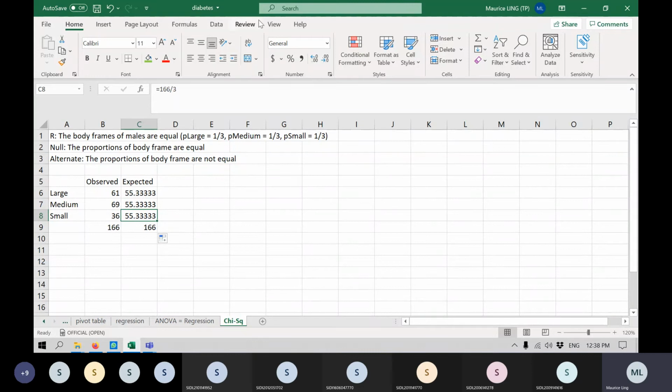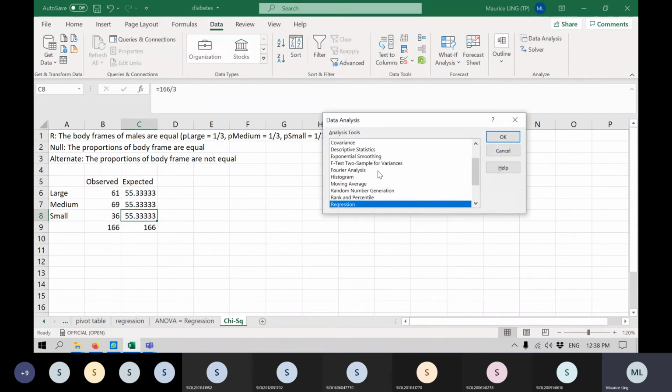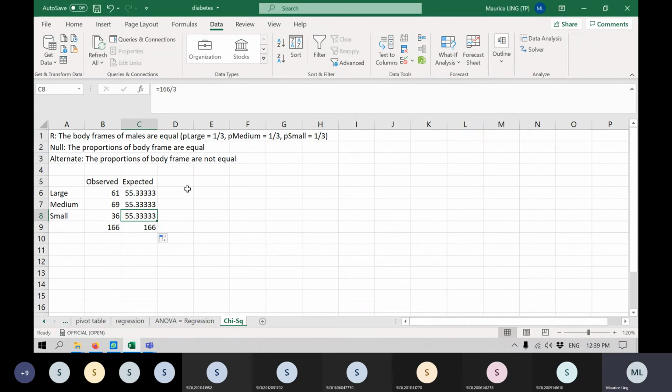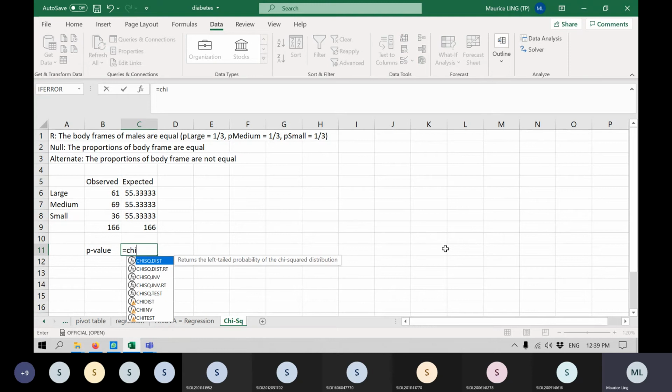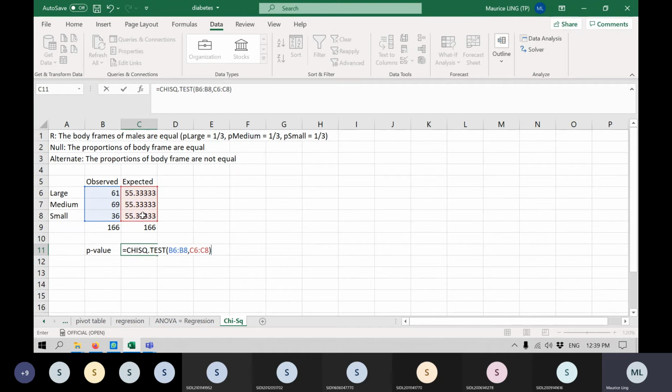Then let's see, in your data analysis tab, there is no chi-square test here. For the chi-square test, you can only find the p-value, using the chi-square test function. The actual range is the observed range, and the other one is the expected range. And this is your p-value, which means there is about a 0.4% chance that the proportions of body frame are equal and you get this result.